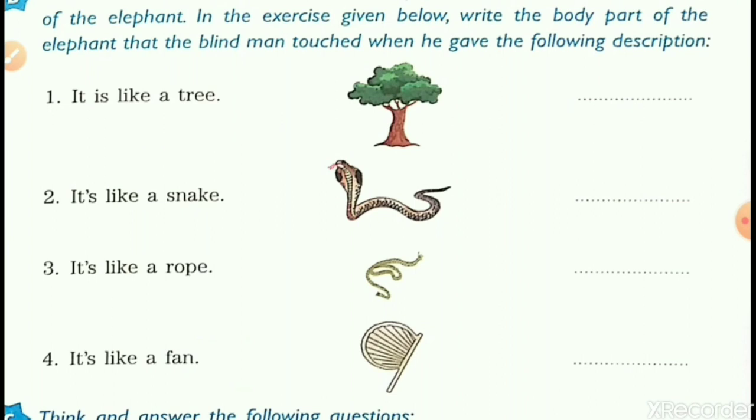Question number 3. It's like a rope. Which part of the elephant is like a rope? Answer, the elephant's tail looks like a rope. It is very small compared to the elephant's body. It's like a fan. Which part of the elephant is like a fan? Answer, the elephant's ear.